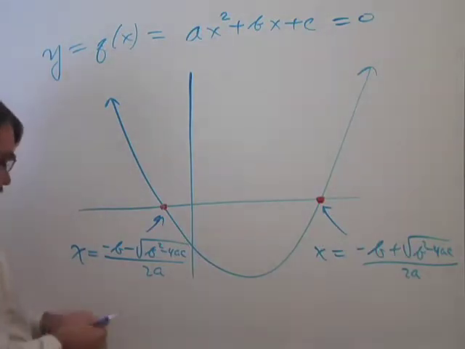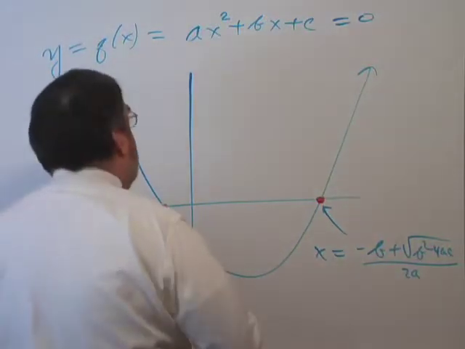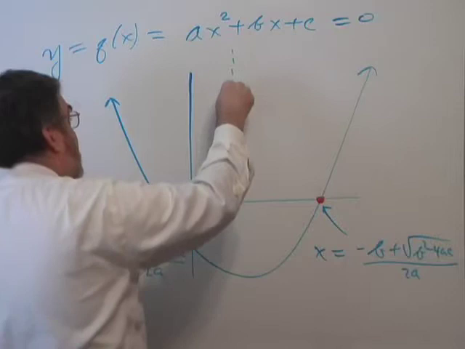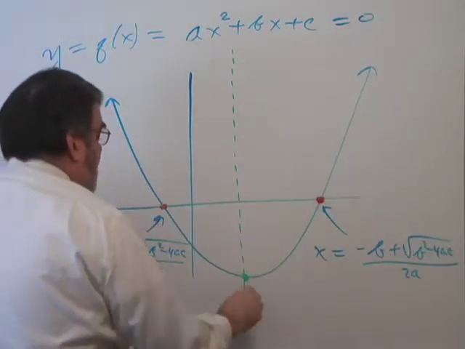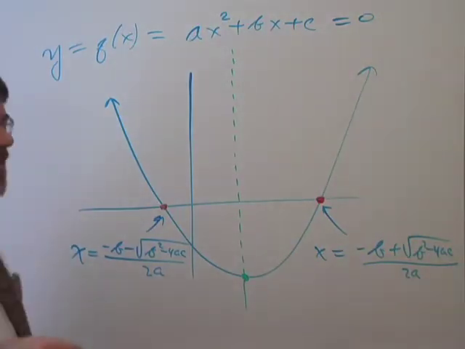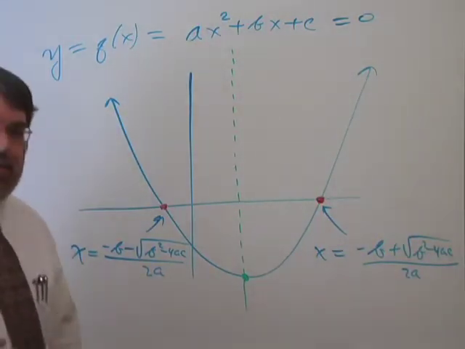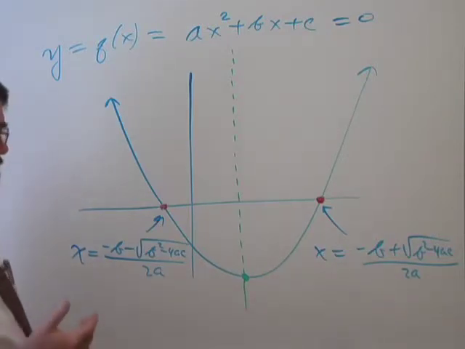All right, now where is the vertex? It's right in the middle, isn't it? If I draw this axis of symmetry, it crosses right through the middle and bottoms out at the vertex. So what we're doing is taking advantage of the symmetric nature of the parabola, or the quadratic function.